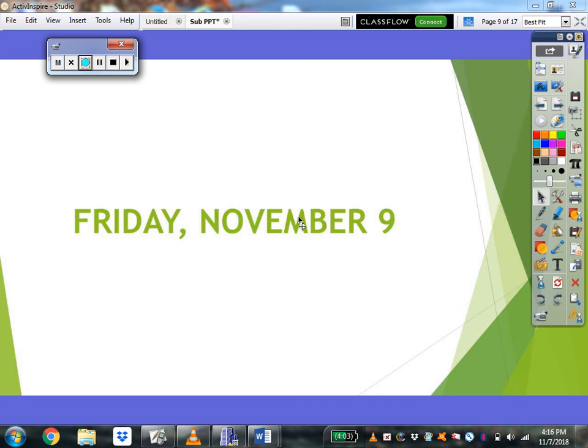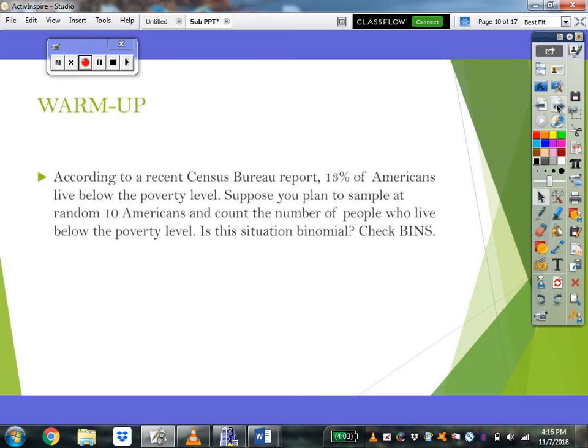So we are on to Friday. First off, here's your warm-up activity. Go ahead and take a second to try to check for BINS here.